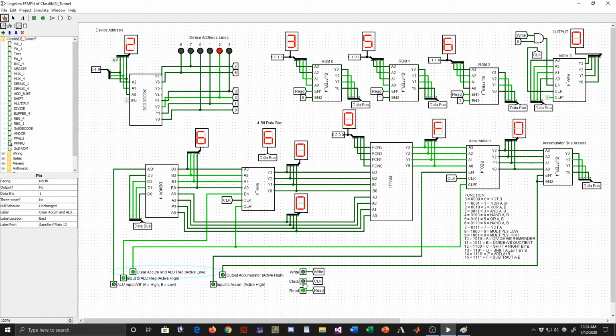So we're reading the first memory element, the contents of ROM 2. We are reading that into the ALU. So we clock it. And there is our 6. So I did a full clock cycle there.